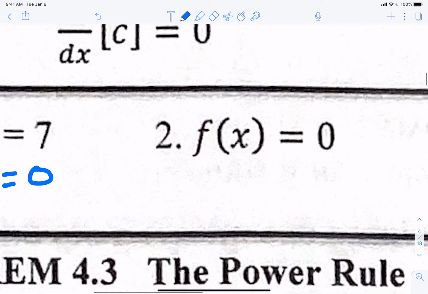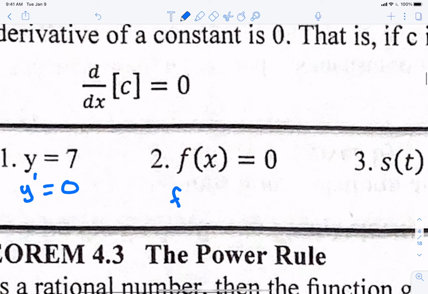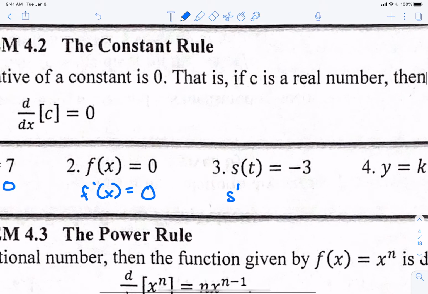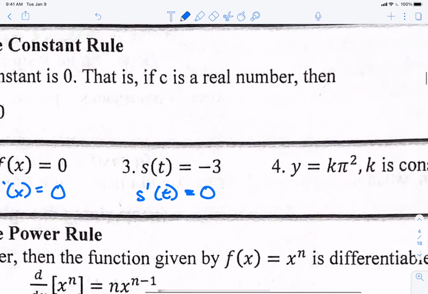Number 2. How do you know it's 0? We will call this f prime of x when we find the derivative. Liddell just asked how we know it's 0. When you're taking the derivative of just a number that does not have x, it's just 0. So the derivative of 0 is 0. This one would be s prime of t. What's the derivative of negative 3? It is 0.